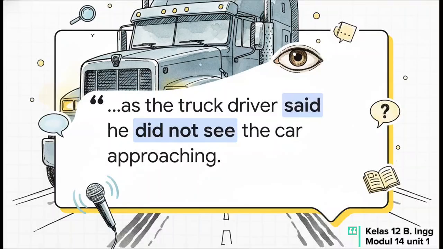And finally, our third ingredient, the source. Now, this part is absolutely critical. This is the eyewitness account, the official statement. It's the evidence. It answers the question, says who? Here, we hear directly from the truck driver, which tells us exactly where that piece of information is coming from.